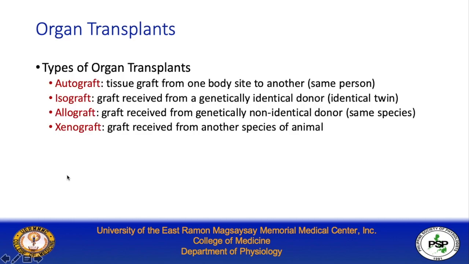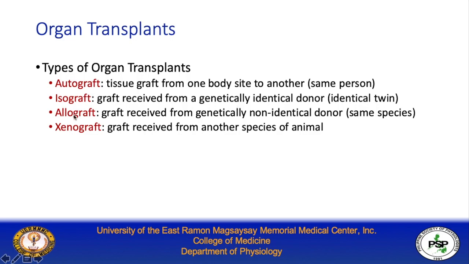Organ transplants. There are several types of organ transplantation. When we say autograft, it means that the same tissue is taken out and then transplanted to another area in the body. So same person. An isograft, the graft or the organ would come from a genetically identical donor. Swerte if you have a twin, an identical twin.